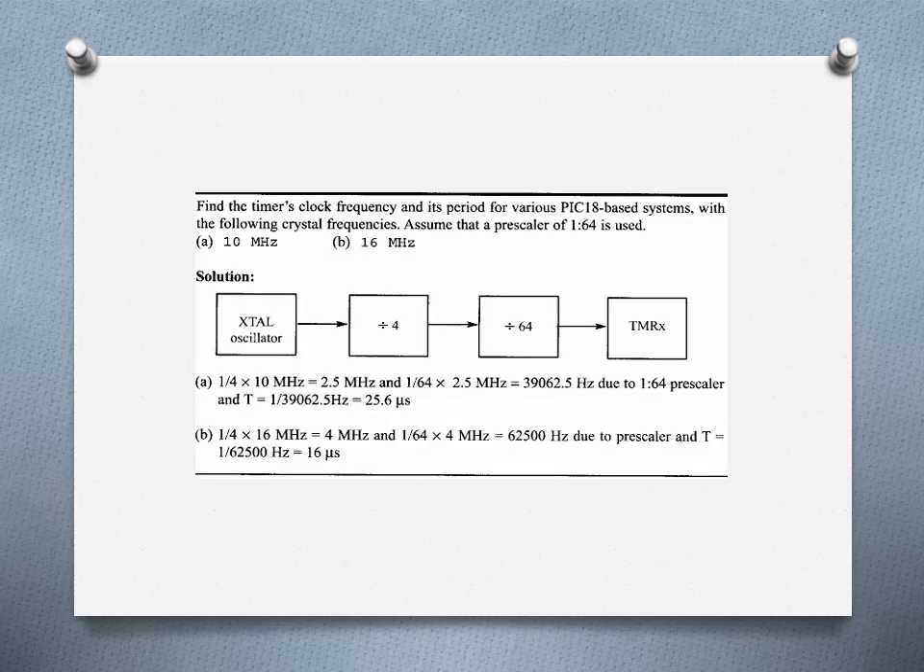And this is another question. If you have a prescaler of 1:64, what will happen? The crystal oscillator frequency gets divided by 4, further divided by 64. That is the timer frequency, and once you take the reciprocal, you will get a value. For example, if your crystal is 10 megahertz divided by 4, you will get around 2.5 megahertz. Further divided by 64, you will get around 39062.5 hertz. And again with 1:64, you will get around 25.6 microseconds.